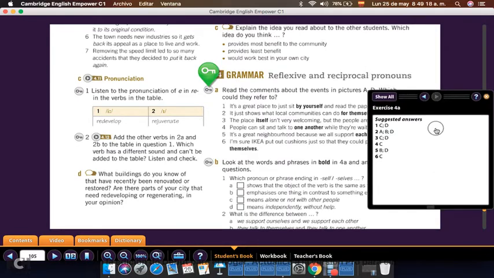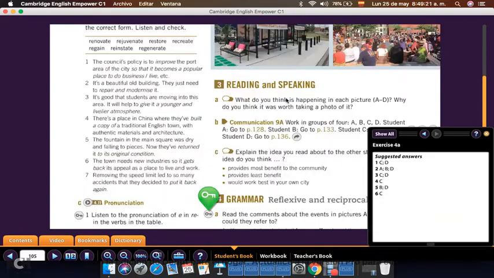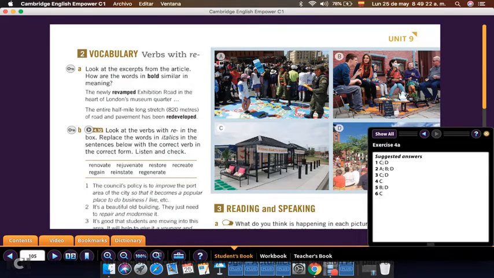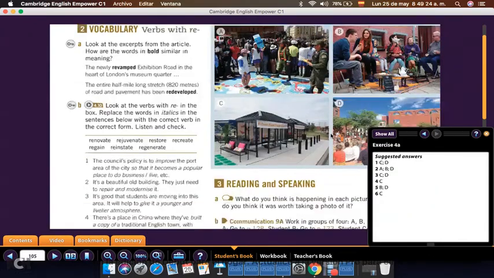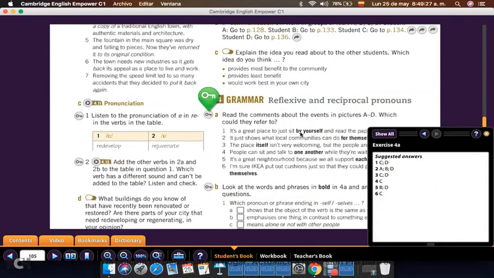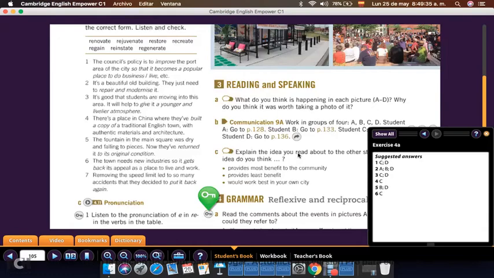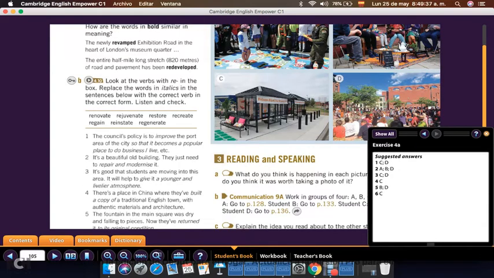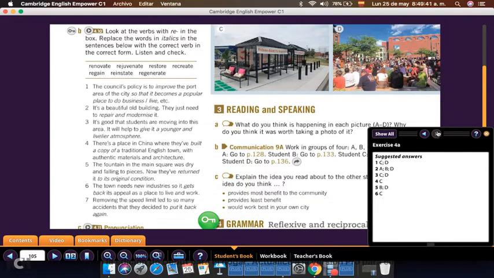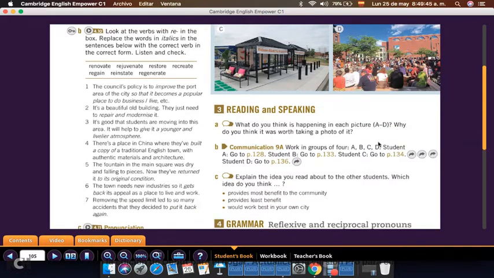So according to the events right here on the top, from A, B, C, and D, which sentences match better? Which comment? Okay, so in this case where it says it's a great place to just sit by yourself and read the paper, a suggested answer would be letter C and letter D because they look very comfortable. Okay, so you're going to do the rest with all the pictures, okay?